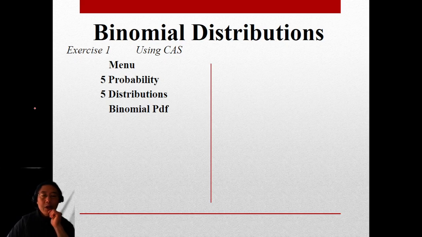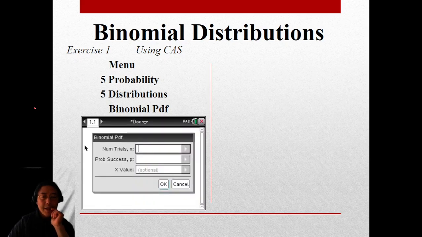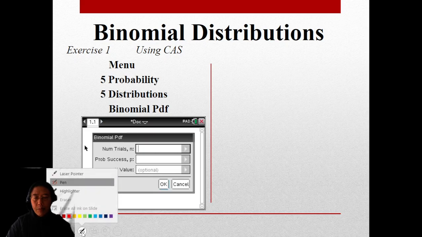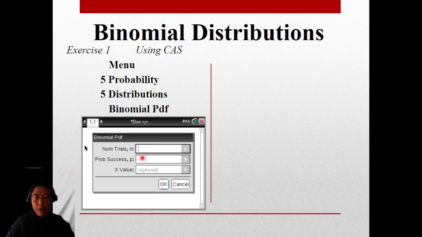The first binomial function is binomial PDF, so it's under those menus. A pop-up menu will come up. You will specify the number of trials, the p-value, and the x-value that you are after if necessary, and also I'll show you what happens if you leave it blank.